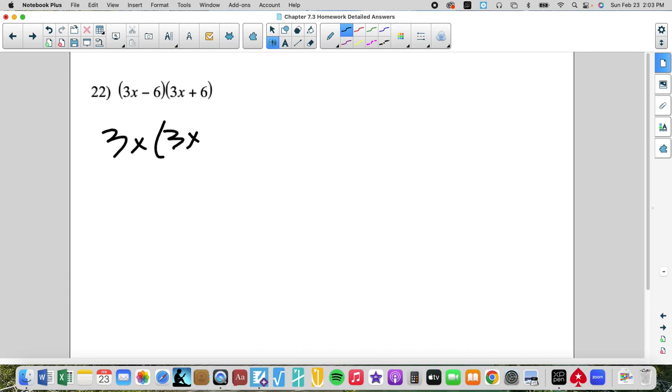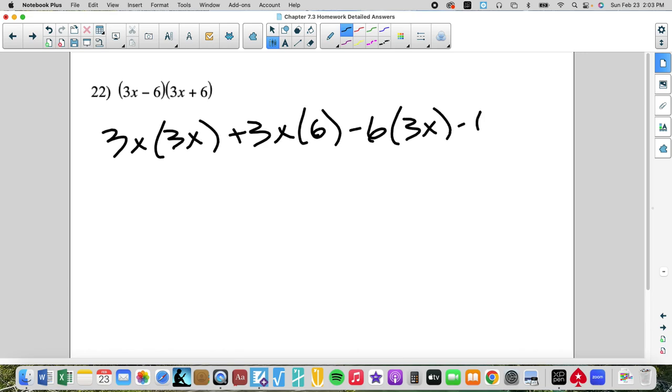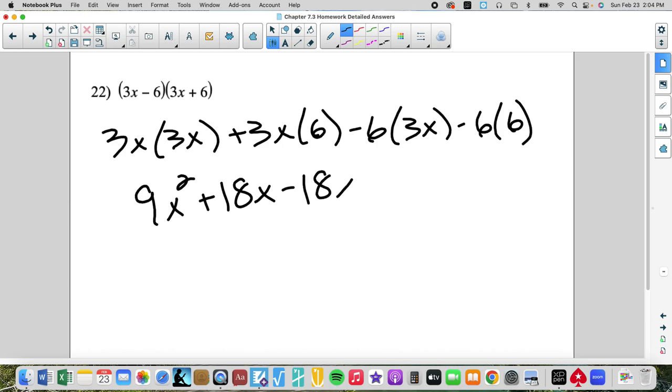3x times 3x plus 3x times 6 minus 6 times 3x, minus 6 times 6. 3x times 3x is 9x squared. 3x times 6 is 18x. Negative 6 times 3x is negative 18x. Negative 6 times 6 is negative 36. Those 2 middle terms still cancel. Positive 18x, negative 18x makes 0. And you get 9x squared minus 36.